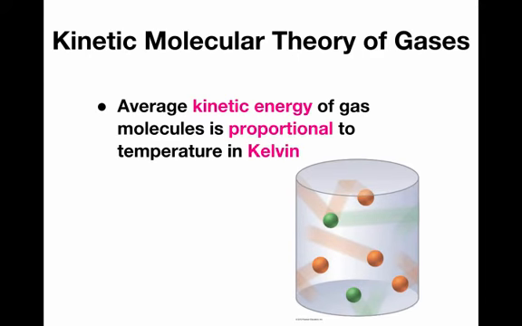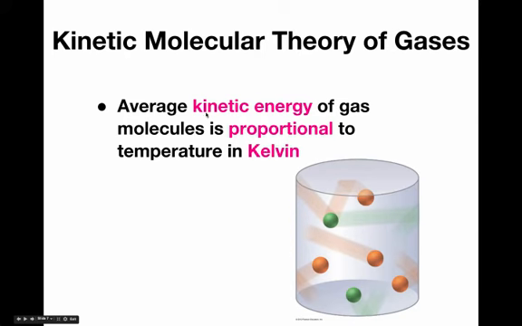So here's another idea that's part of the kinetic molecular theory of gases, and this one might be a little bit of new news to you. The average kinetic energy of gas molecules is proportional to the temperature in Kelvin. This is a little bit of a mouthful, so let me try to explain what it means. We talked about kinetic energy earlier in the course. Kinetic energy is basically the energy that's associated with a piece of matter that is moving. So it's energy associated with the fact that something is moving.